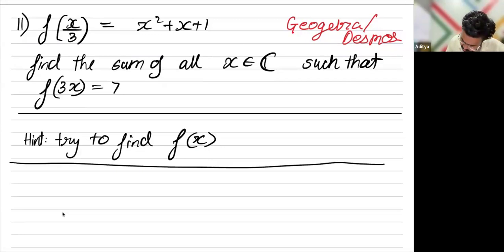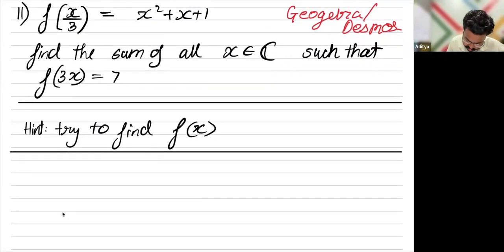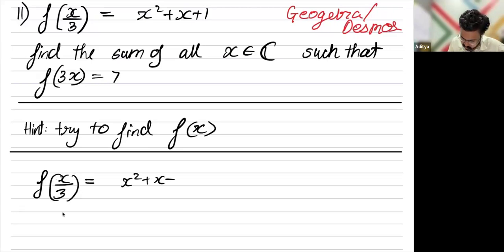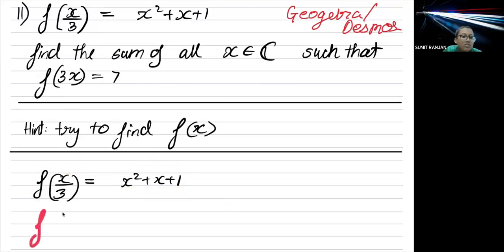Okay, in the interest of time, I will find f of x. We have f of x upon 3 is equal to x square plus x plus 1. Now, x over here is called a dummy variable because its value actually doesn't matter. This function has a certain other representation. When you put the value x upon 3 inside it, you get a neat equation like x square plus x plus 1. So what value should you put instead of x over here so that it looks like f of x?